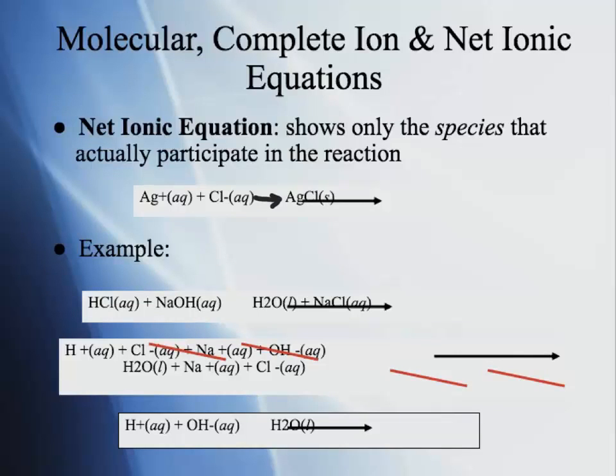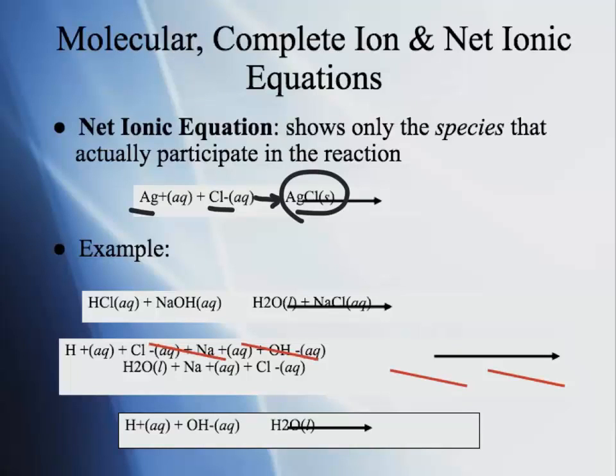The silver ion and the chloride ion hook up to make silver chloride. Bam, that's all we need to know. Everything else is just junk. A net ionic equation shows only the species that actually participate in the reaction, and that's all we care about. So that's what we call a net ionic equation.